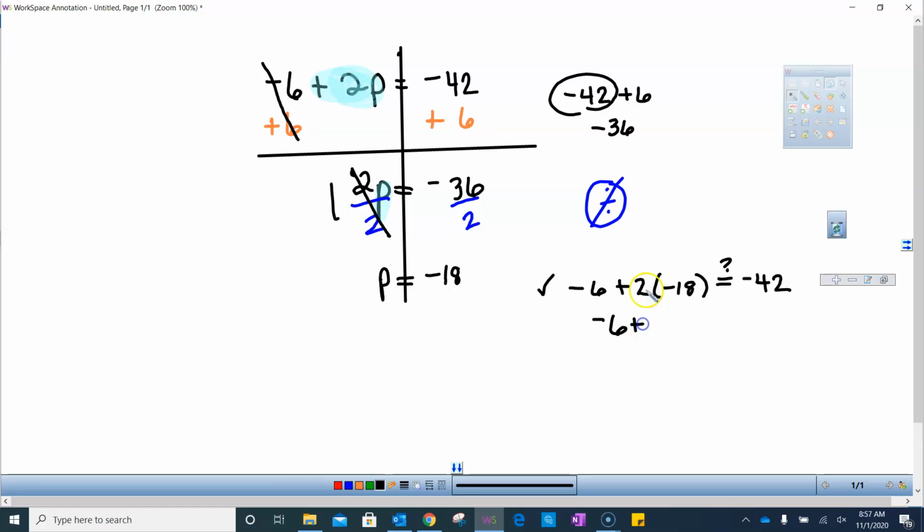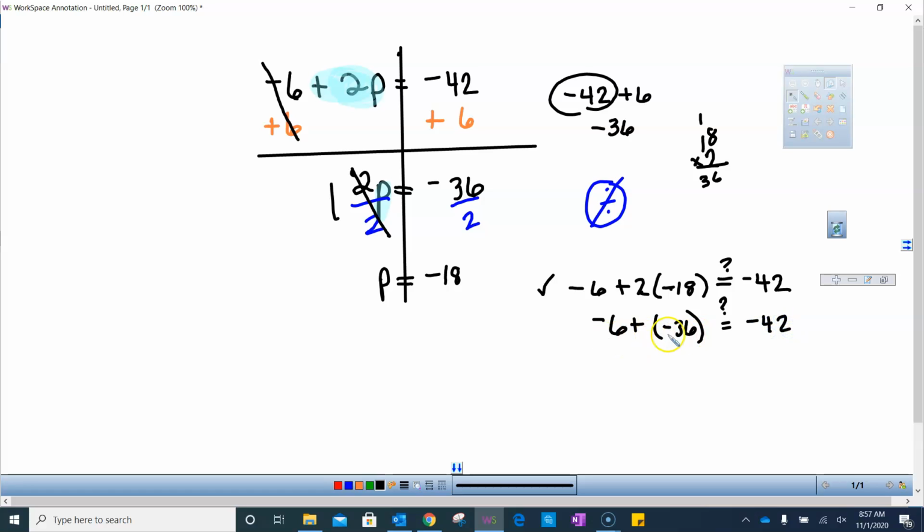Negative 6 plus, well, 2 times 18, I'm going to go off to the side, and I get 16, carry the 1, 36, negative 36. A positive times a negative is a negative. Positive 2 times negative 18 is a negative. 2 times 18 is 36. I'm going to say, hey, does that get me negative 42?